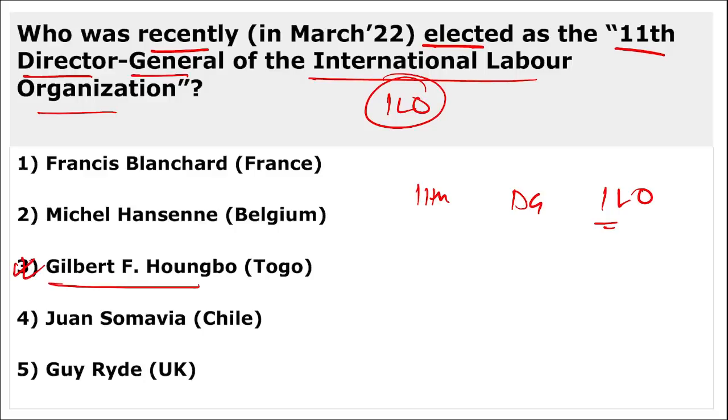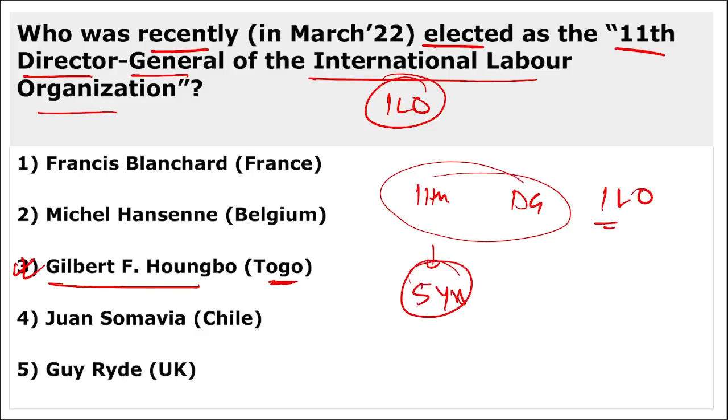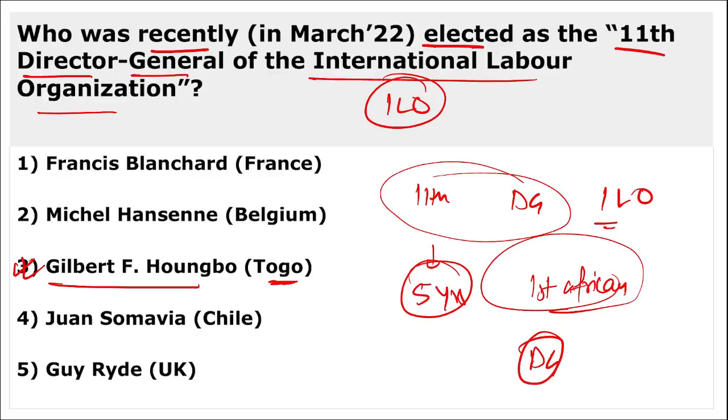Gilbert F. Hongbo of Togo has been appointed as the 11th Director General of the International Labour Organization. He will be appointed to the post of DG for 5 years. And remember, he is the first African who will be holding the post of Director General. So the question can be asked in a different way: who became the first African to hold the post of Director General? He is Gilbert F. Hongbo.